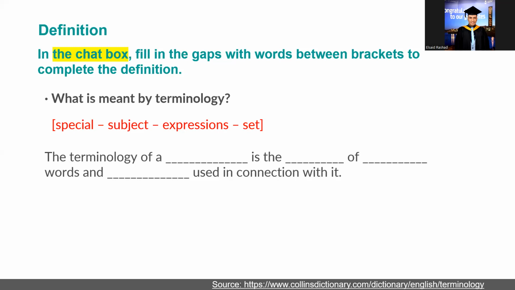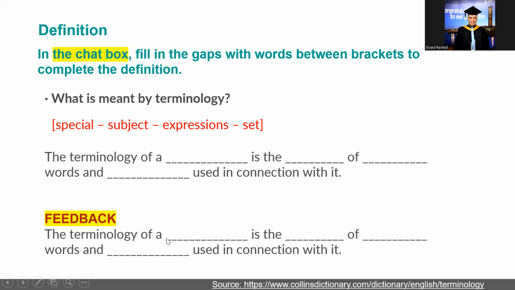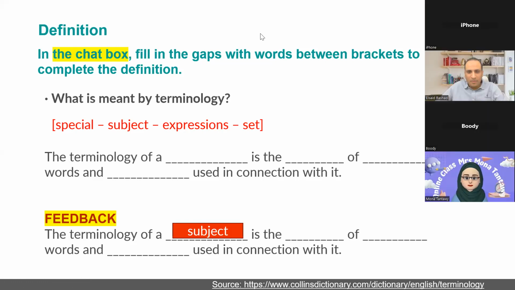Okay. Subject, set, special, expression. Do you guys agree? Subject, set, expression. There is one word missing here. Subject, set, special, expressions. So the first one, the terminology of a subject. What's the subject that we're talking about in our field? Teaching. Yes, wonderful. So the terminology of a subject is the set of special words and expressions used in connection with it.